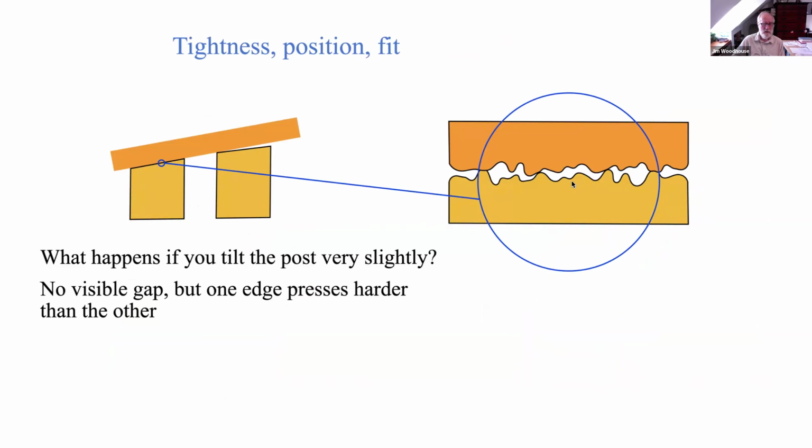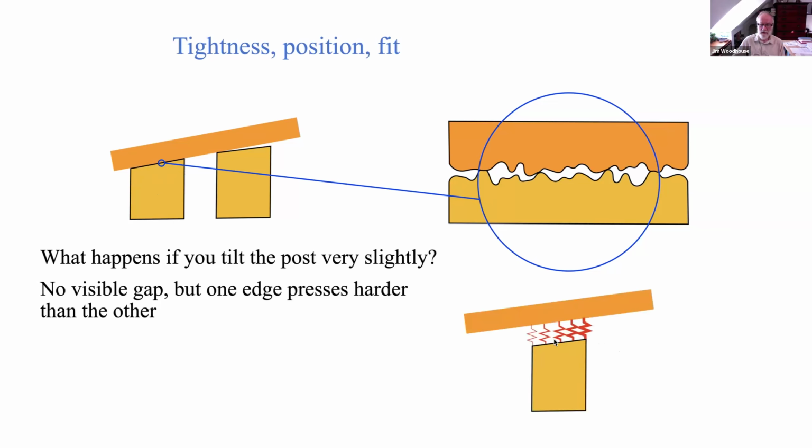Now, think what happens if you put your setter in and you push this post a little bit. So you move the top of the post maybe 1/4 millimeter sideways. Some small enough amount that it still looks as if it fits. Well, it looks as if it fits, but you have done something. So there's no visible gap, but by putting this very small tilt into it, you've made one end press against the top harder than the other end does.